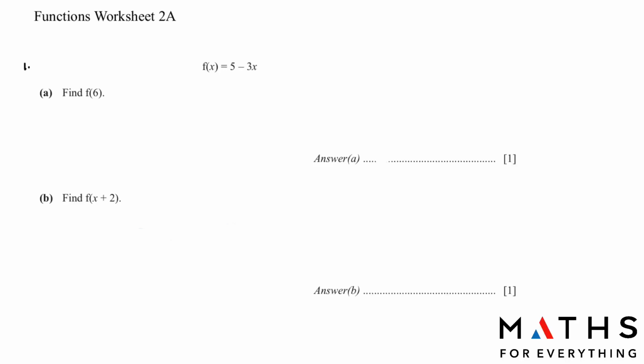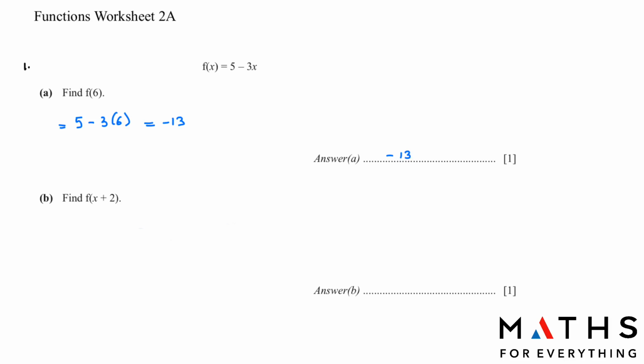This is very easy. We just have to replace the x with 6. So that will give us 5 minus 3. In place of x, we put 6. We will get negative 13. So the answer is negative 13.